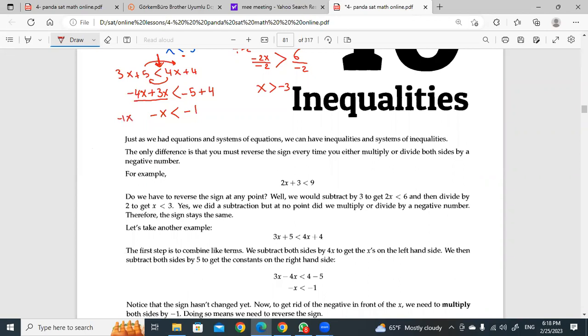-1 multiplied by -x is equal to positive x. And because I multiply by a negative number, I have to change the sign. And -1 multiplied by -1 is equal to 1. So x is greater than 1. Exactly, so x is any number greater than 1. Okay?